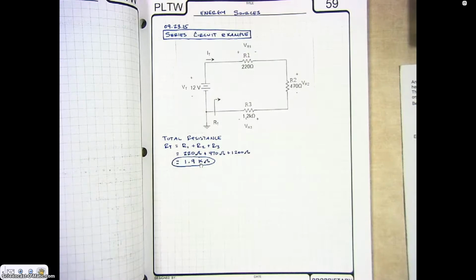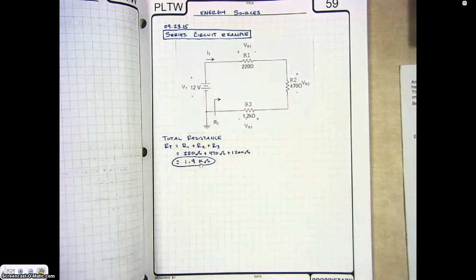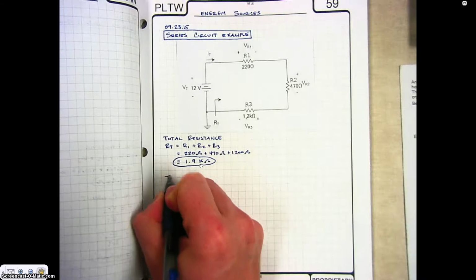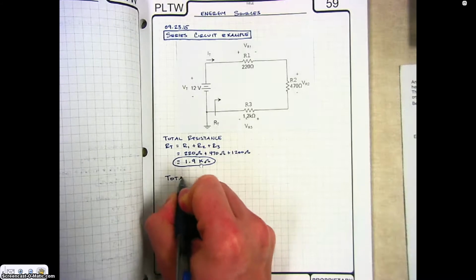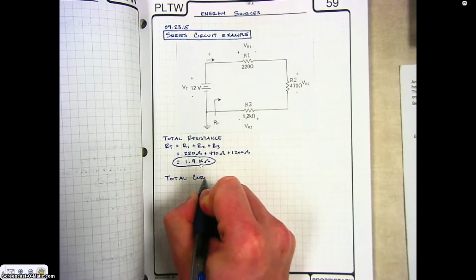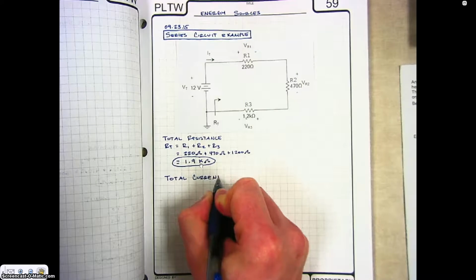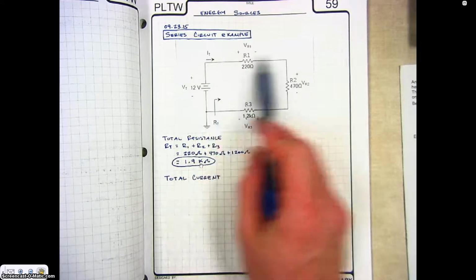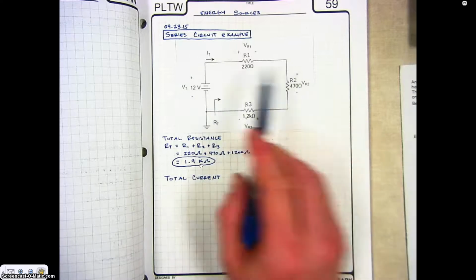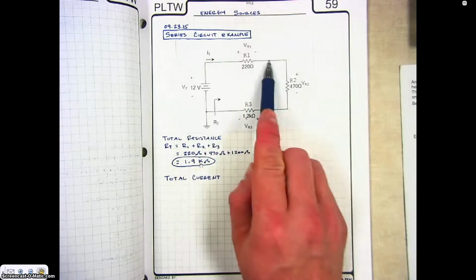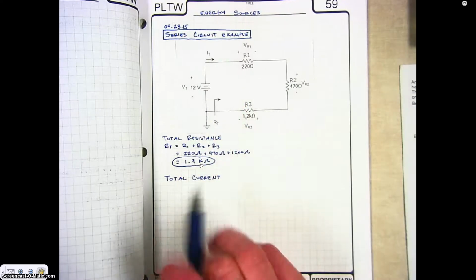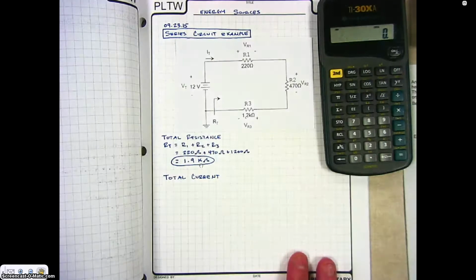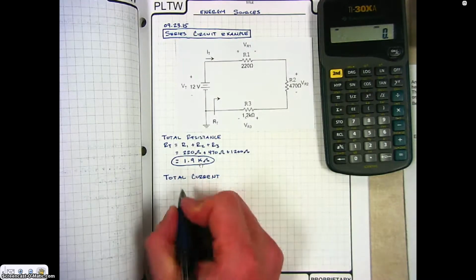That's total resistance. The next thing we're going to calculate is the total current. In a series circuit, the current is always constant. And so the current will not change in this series circuit. It doesn't matter if I measure the current here, here, or here. It's always going to be the same. That's just one of the rules that we have to understand about a series circuit.